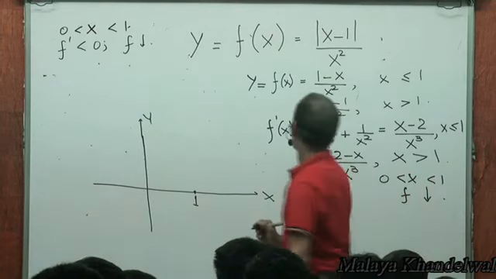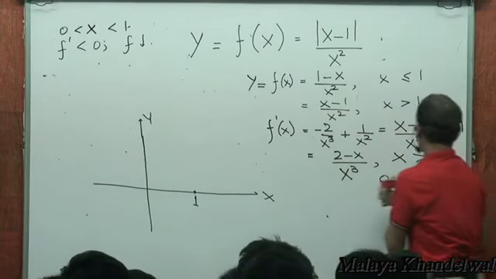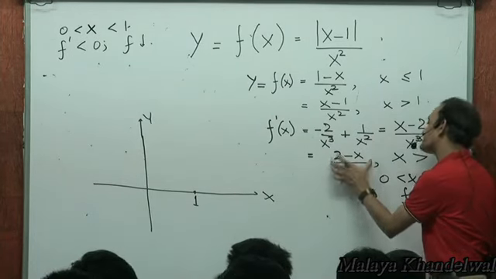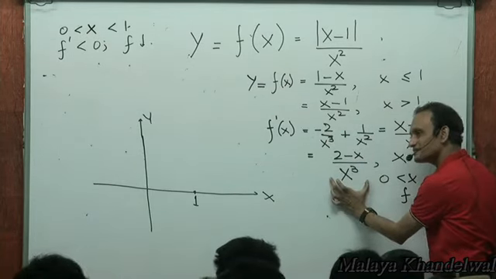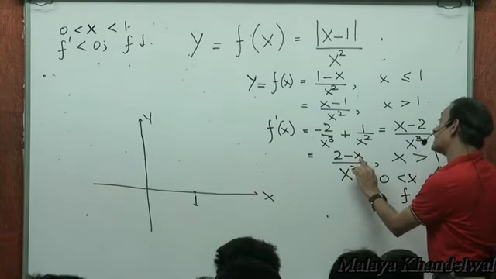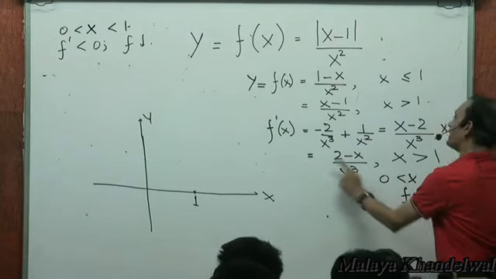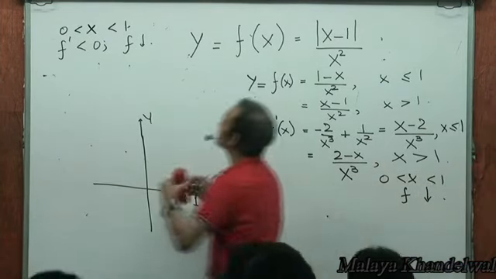Now, for x greater than 1, I will have to look at this description. For x greater than 1, do you realize that f dash x is positive? Right? For x greater than 1 but less than 2, f dash x is positive.